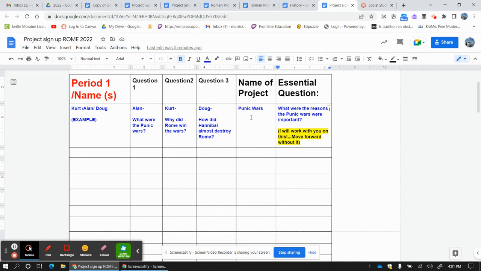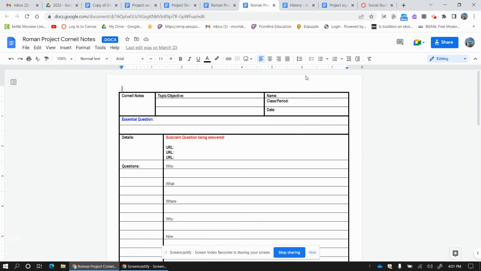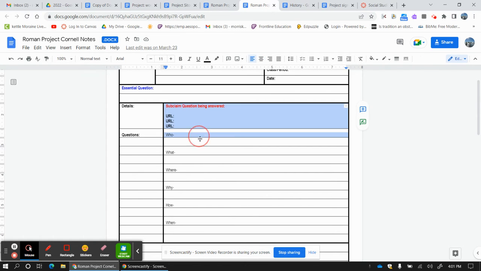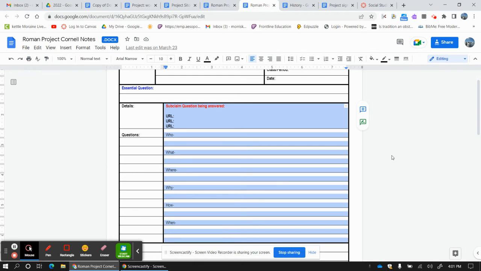Okay, we are done. Now comes time for research, right? Well, we're going to open up our project's Cornell note sheet, and I'm going to fill in my name. Each one of you is going to have your own notes if you're working with partners. I'm working with three people, so I'm only going to worry about this section because I only have to do one. Now, if you want to, you could share this with your two partners. Matter of fact, that's what I want you to do. So I'm going to share this with Alan, and I'm going to share this with Doug.